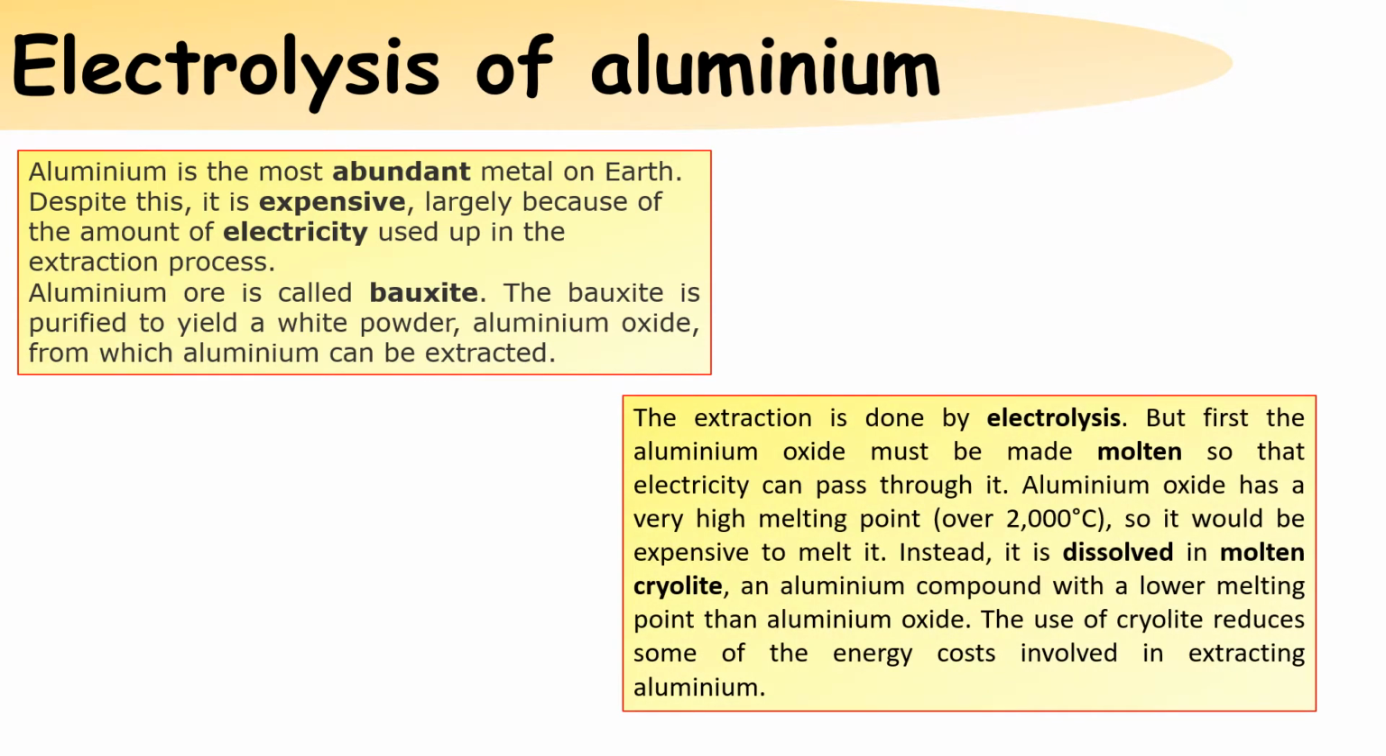The extraction of aluminium is done by electrolysis, but first the aluminium oxide must be made molten so that electricity can pass through it. Aluminium oxide has a very high melting point, so it would be expensive to melt. So, a compound called cryolite is added to it, which reduces the temperature needed to melt it.